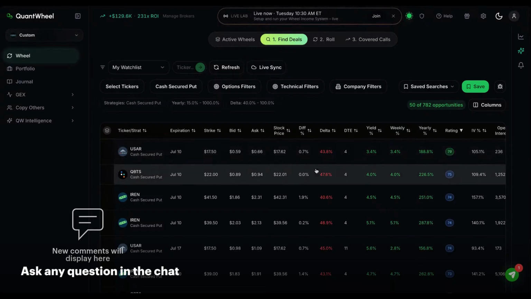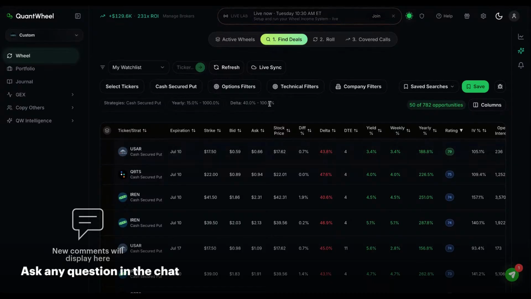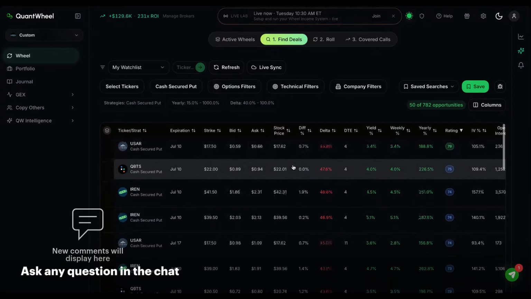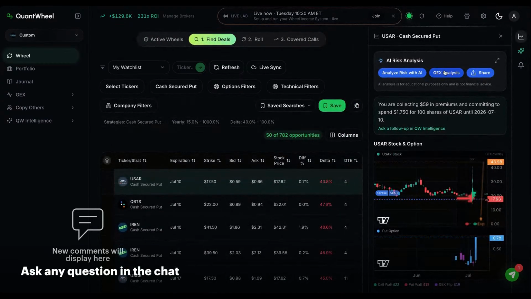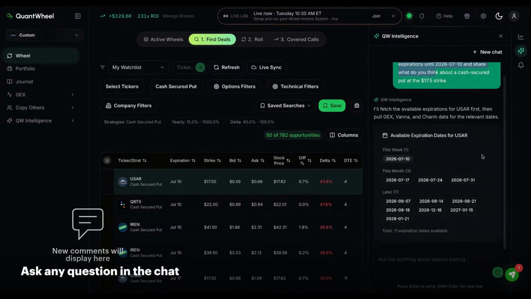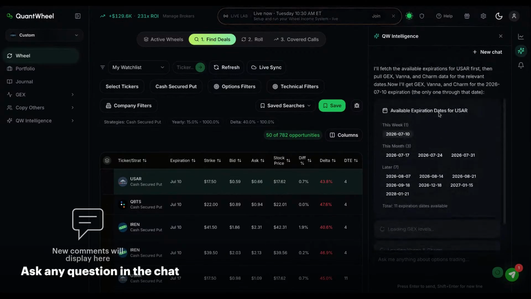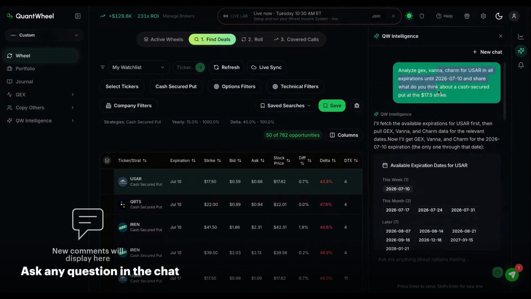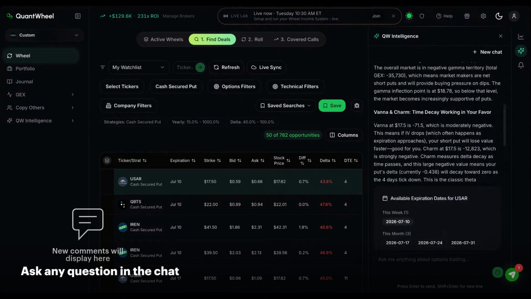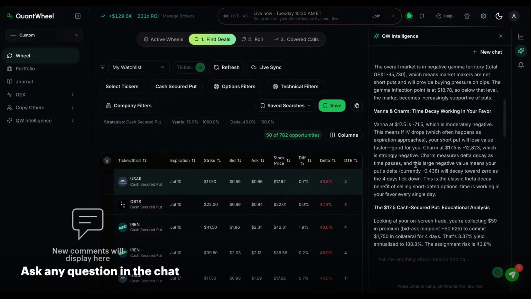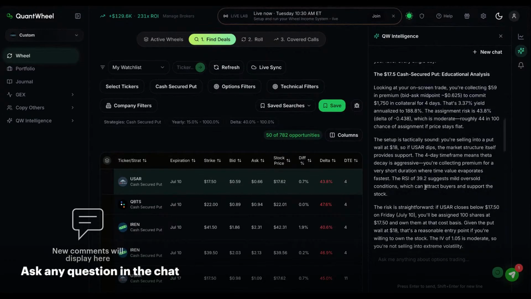Anything that has a green rating in my watch list, I usually just try to consider. I don't know if you've seen, but you now also have presets here to analyze risk with AI, to tell you about the news and everything affecting it. You can also analyze GEX and just tell AI to analyze a specific stock or a specific option for you. So let's see what AI thinks about this cash secured put trade.